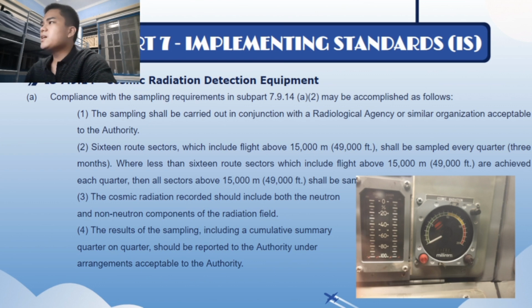And now for the last part of our CAR Part 7 implementing standards is CAR Part 7.9.14. For the last part, we have the cosmic radiation equipment. So this equipment is important for the communicational purposes of the aircraft and radar contact. It helps locate an aircraft when it cannot be seen from the radar or it cannot be contacted through traffic. And if there is need to find an aircraft that sends cosmic rays to the aircraft controllers which help contact the aircraft and locate the aircraft.